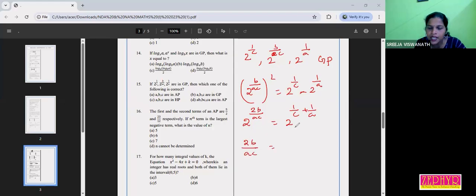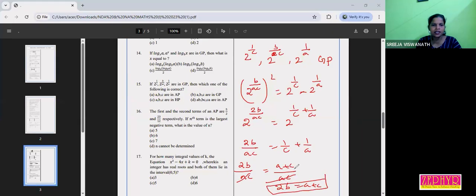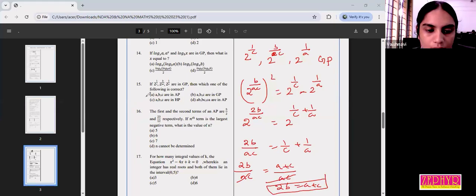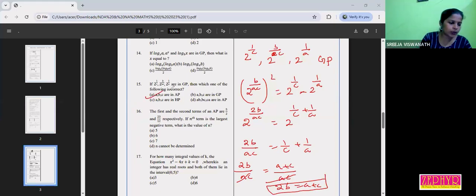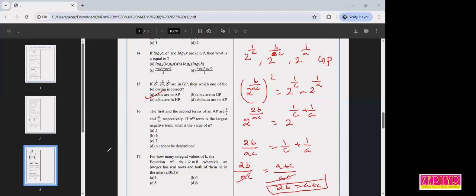2b by ac is equal to 1 by c plus 1 by a. That is 2b by ac equal to a plus c by ac. ac and ac are cancelled. 2b equal to a plus c. Then a, b, c are in AP. Yeah, right. If 2b is equal to a plus c, a, b, c are in AP, right? Okay. Any doubt? No. Okay.